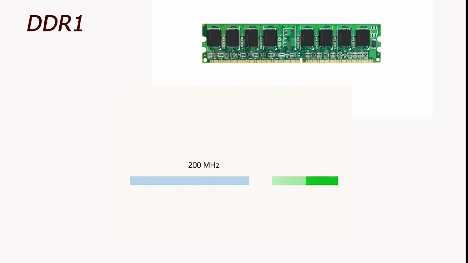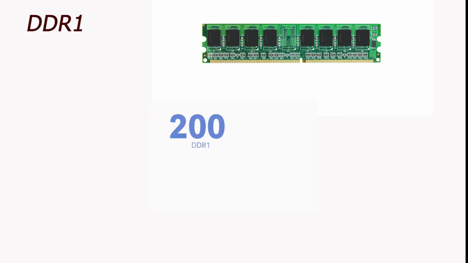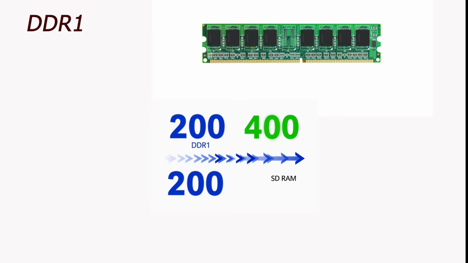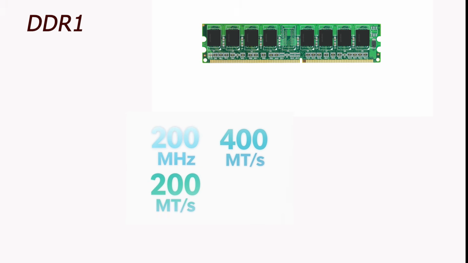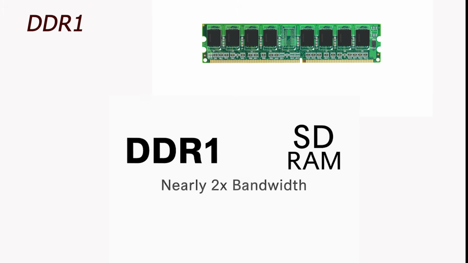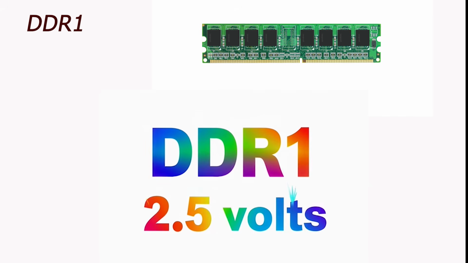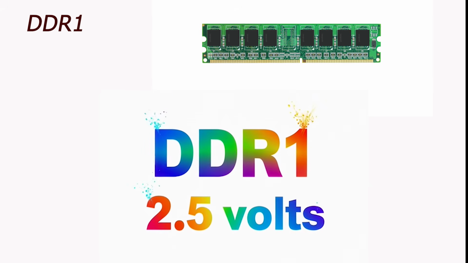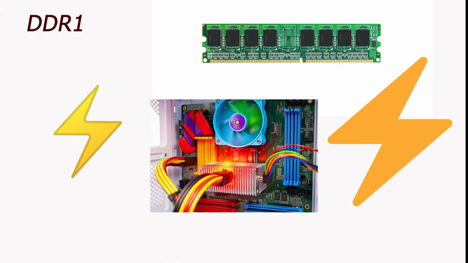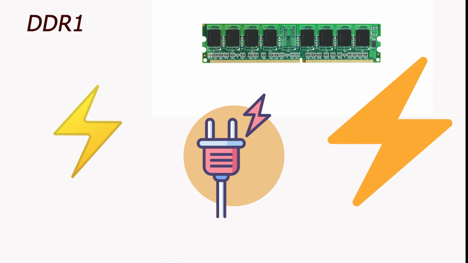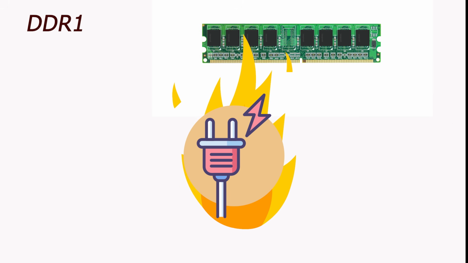For example, if DDR1 runs at a clock speed of 200 MHz, it can effectively transfer data at 400 million transfers per second. This means DDR1 achieved nearly double the bandwidth of SDRAM, and this happened without increasing the clock frequency, which was a huge technological breakthrough at the time. DDR1 operates at a voltage which is significantly higher than modern memory standards. This higher voltage results in increased power consumption and more heat generation.